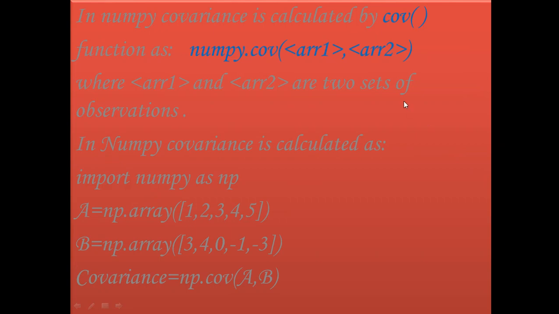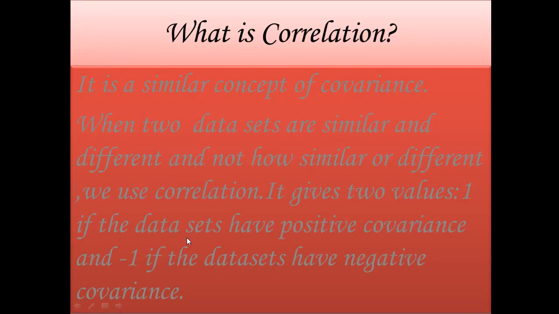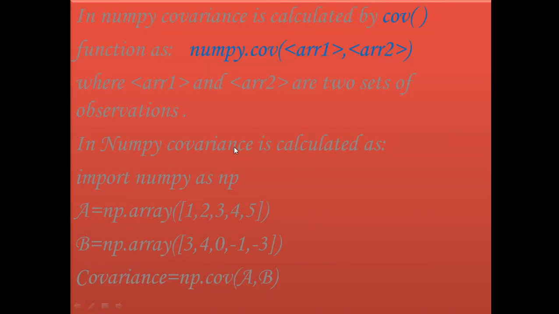Look at here how in NumPy it will be used. In NumPy, covariance is calculated by the cov function. What is the function name? Cov, C-O-V, for covariance. And how will it be used? It will be used as numpy.cov. Under the bracket of the function cov, it will be array1 comma array2, where ARR1 and ARR2 are two sets of observation, two sets of variables where the covariance will be calculated.